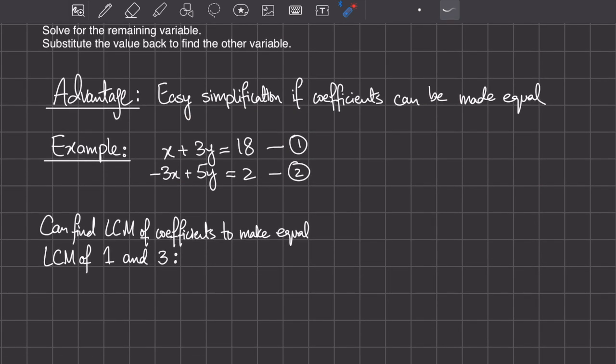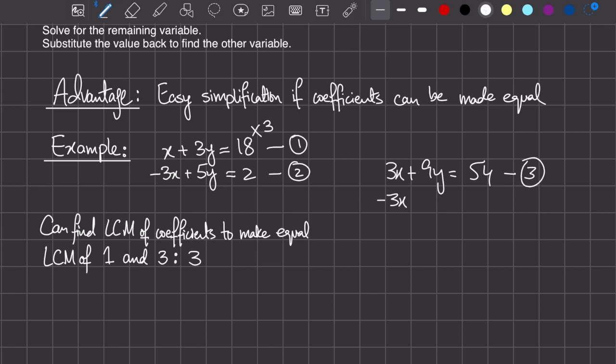Let's try an example. x plus 3y equals 18 and negative 3x plus 5y equals 2. An easy way to approach this is finding the LCM of the coefficients of x or the coefficients of y. This helps us find a common multiple for the coefficients. Let's try taking the coefficients of the x term, which are 1 and 3. We can ignore the negative sign for this part. The LCM can easily be found to be 3. Therefore, to make these both equal to one another, we can multiply the first equation by 3. So it becomes 3x plus 9y equals 54, and let's call this equation number 3.